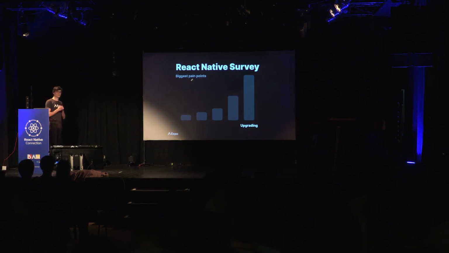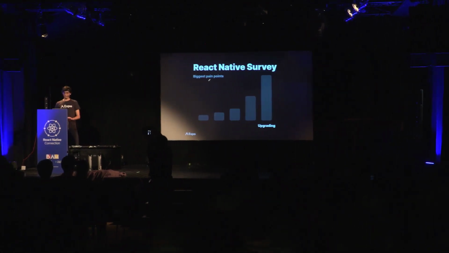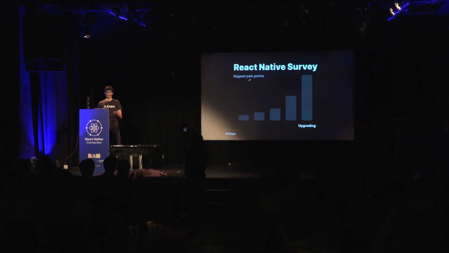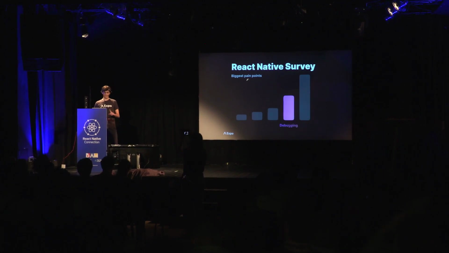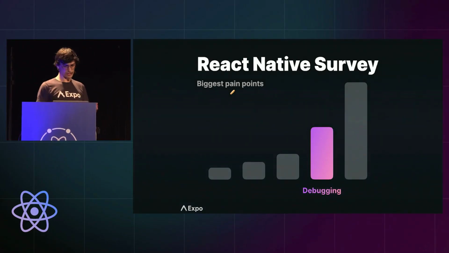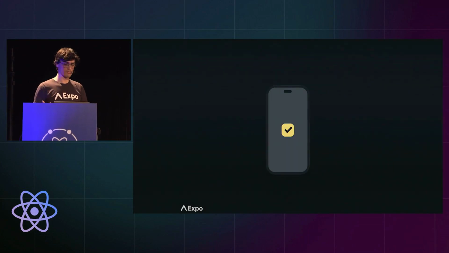During the React Native survey of 2022, you all complained that the biggest pain point in React Native was upgrading. Luckily, we solved that kind of with Expo config plugins and pre-build. But the second one was debugging. Now, maybe we're not really sure, or I wasn't really sure why that was.